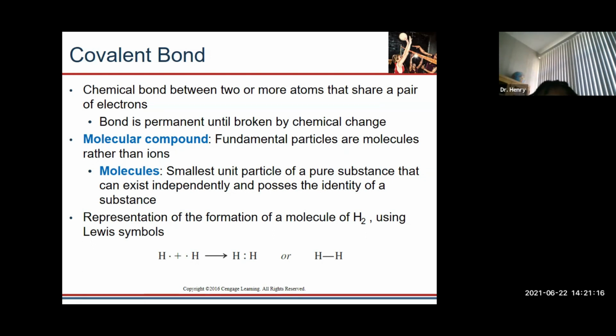We know that everybody wants to reach their octet, right? And we know that hydrogen is a special case. It wants to be like helium, so it only needs 2 electrons around it to reach its octet, right?